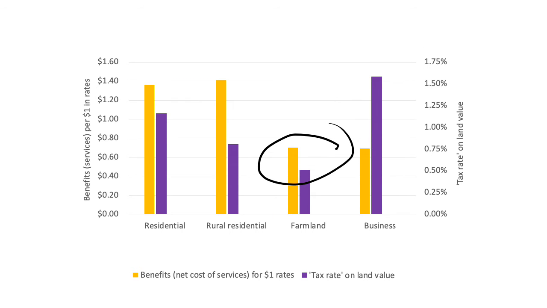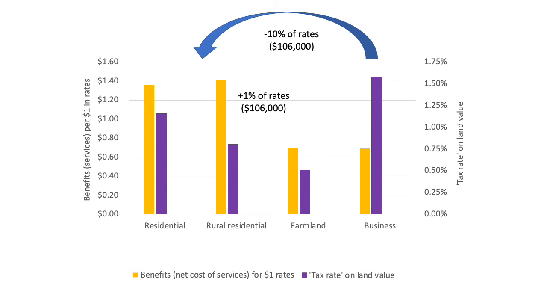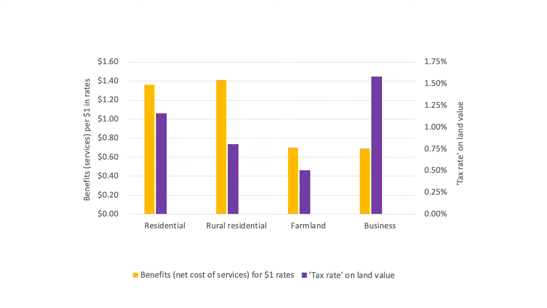And meanwhile, for farmland ratepayers, while the benefits that they receive are less than the rates that they put in, they're also being taxed at a far lower rate than any of the other categories. In the video on the business land use category, I'll explain why I've recommended that Council redistribute about 10% of the rating burden from the business category to the other categories, which would see rates in those categories go up by about 1%.